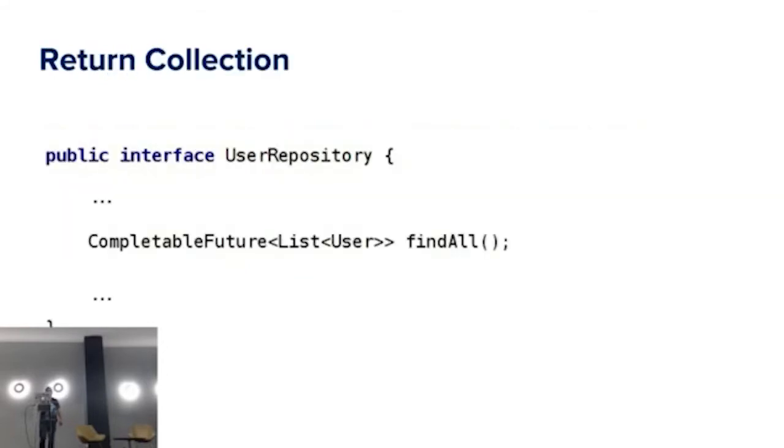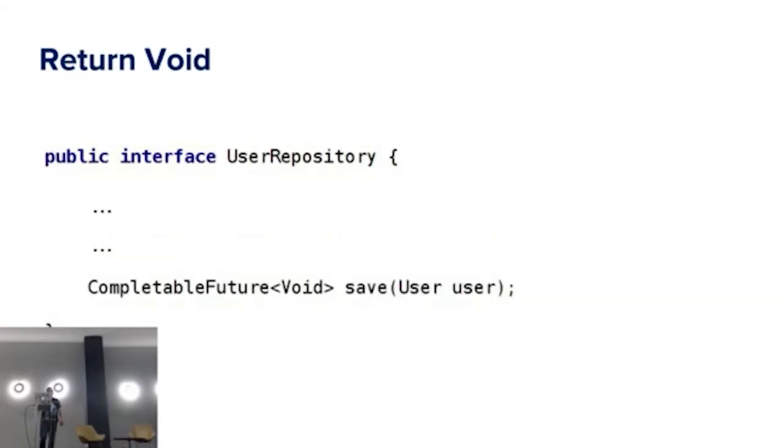And here we're going to return a collection. So I have my user repository, I have my CompletableFuture, and inside that I have my collection, my list of user, and this is a findAll method. So I'm going to get all users in the database. And then I have my void, which means I'm not going to get anything back, but I'm going to subscribe to when it's complete or if an error is thrown. So there's three fundamental things here, right? We have a single item, we have a collection, and we have a void.